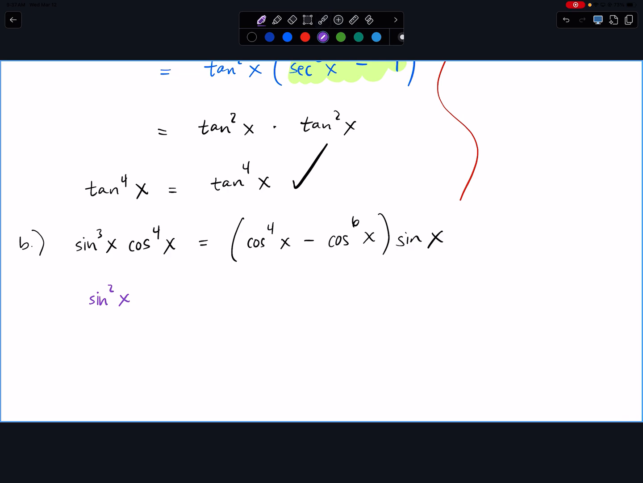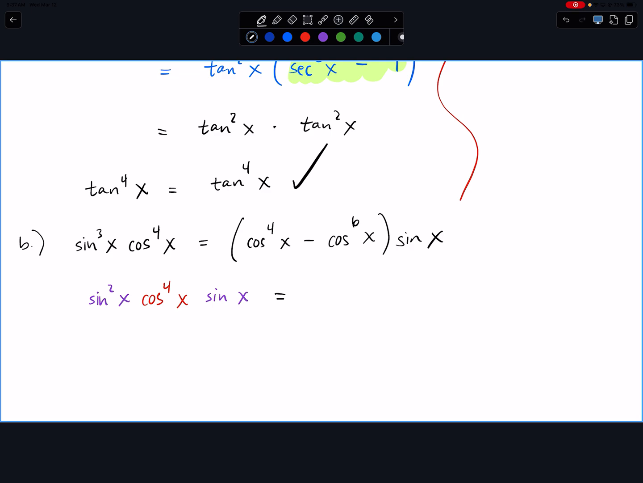And then cosine to the fourth x. And then I'm going to rewrite the other sine of x right here. Now, if you're asking, like, why did I do that? Is anything different here? No, because what's sine squared times sine? Sine cubed, right? And then cosine to the fourth. These are all still being multiplied. I didn't do anything differently, but I just wrote it in a different way.